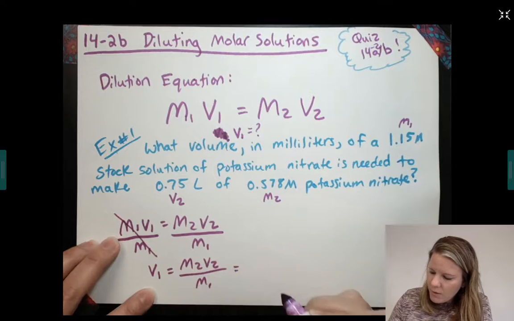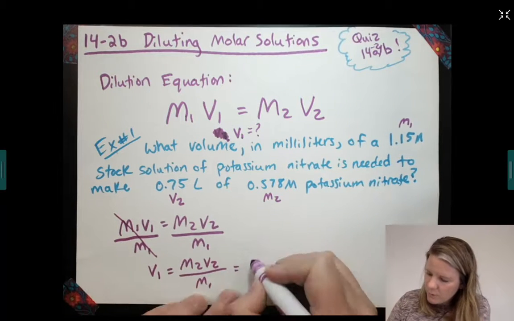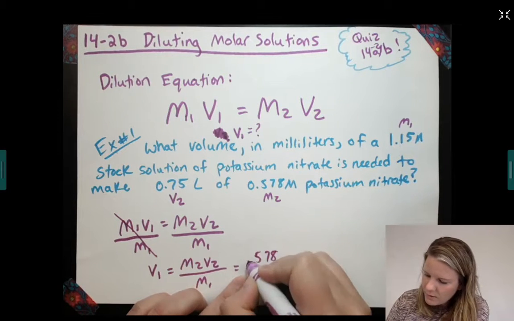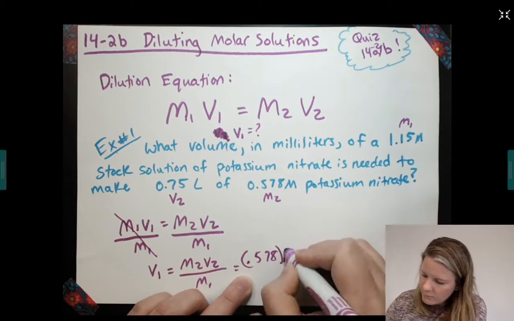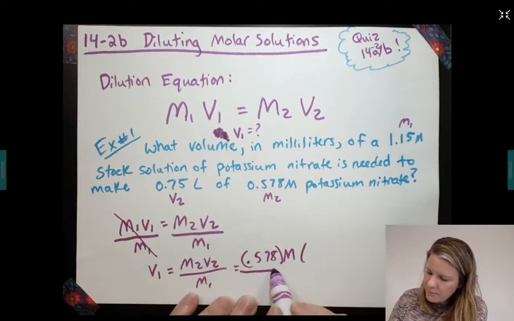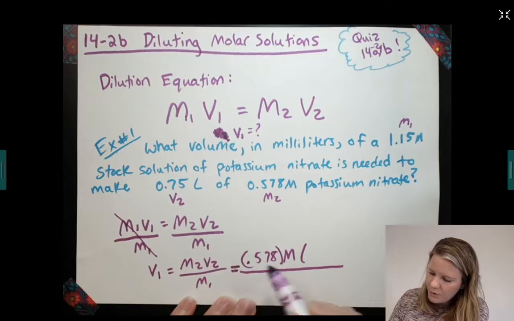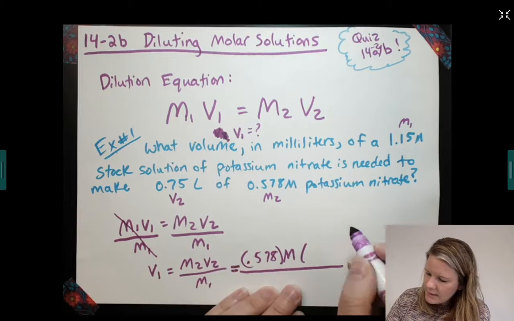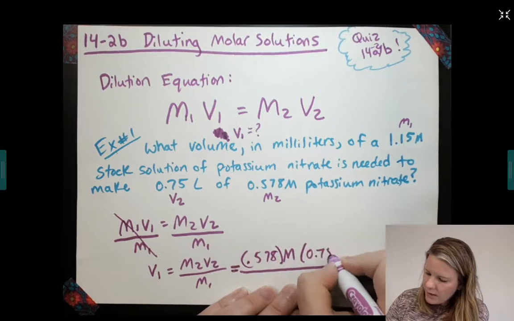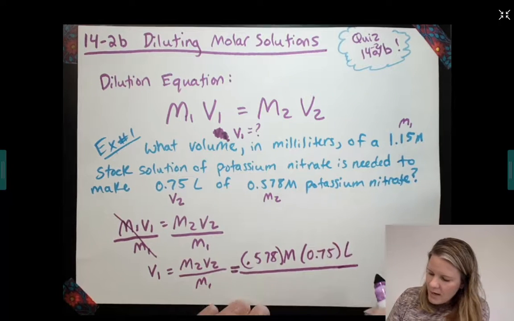Plug in your numbers. We got M2, 0.578 molar. Sometimes, well, always put your units in there. V2 is 0.75. Yep.